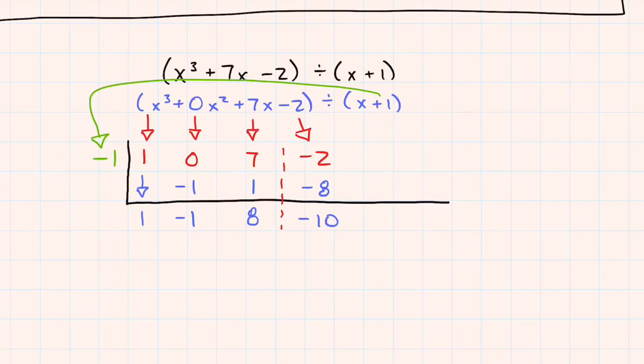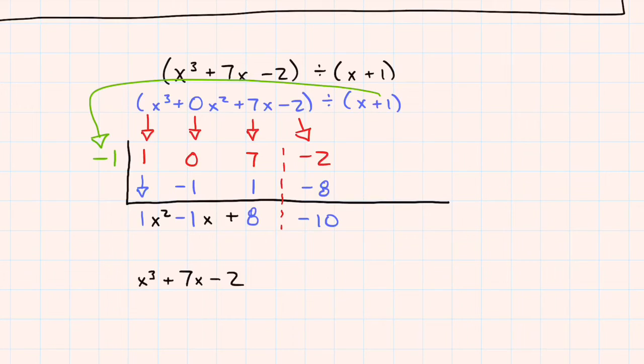Now the only thing is, how do my powers go in? So I always think x cubed divided by x is x squared. So I know that 1 is the coefficient for an x squared term, and then it goes x and no x. So then my quotient is x squared minus x plus 8, and the remainder is -10.